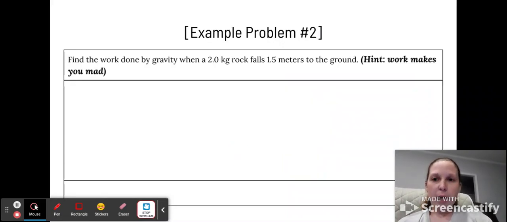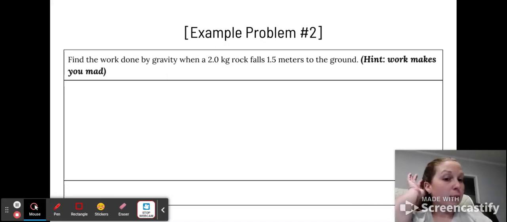Now let's look at this example, and I've given you a hint here to help you set this one up. It says find the work done by gravity when a 2-kilogram rock falls 1.5 meters to the ground. Since the object is falling, gravity is doing work, because we know falling is a vertical movement. My hint says work makes you MAD.